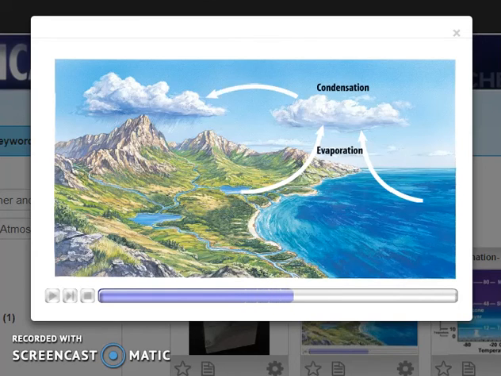Clouds form when condensation occurs high in the atmosphere. Clouds are made up of tiny water droplets that can collide to form larger drops. As the drops grow, they fall to Earth as precipitation, which completes the cycle by returning water to the hydrosphere.